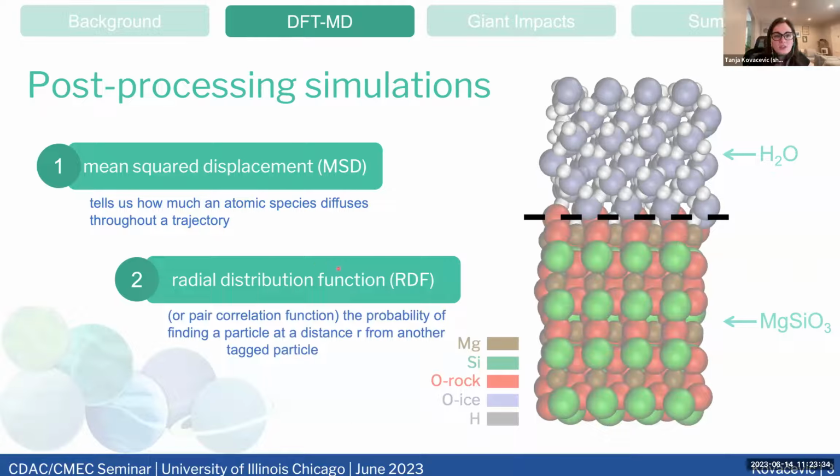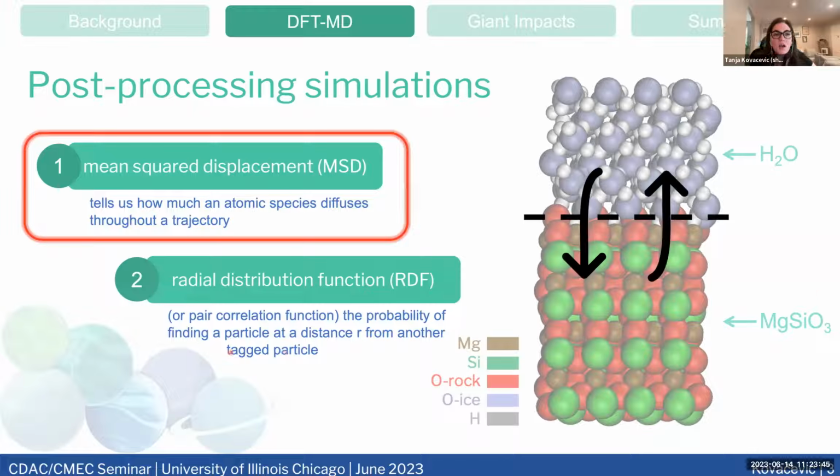And then the radial distribution function, or pair correlation function, they're interchangeable, is the probability of finding a particle at a distance r from another tagged particle. Again, for brevity and for time's sake, we are just going to look at the MSD results. And then even more refined, we're going to look at the MSD just in the Z direction.